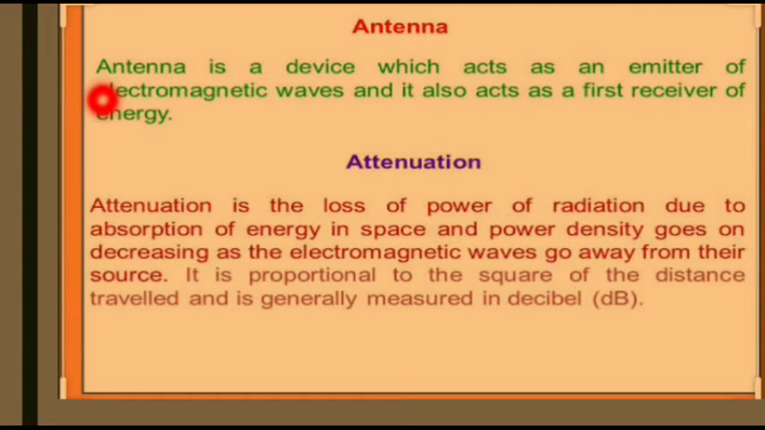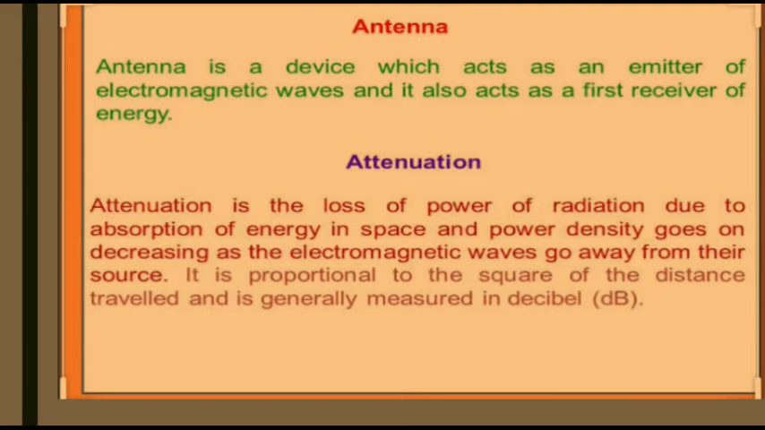See that simple definition: an antenna is a device which acts as an emitter of electromagnetic waves, and it also acts as the first receiver of energy. An important characteristic is attenuation. Attenuation is the loss of power of radiation due to the absorption of energy in space, and the power density goes on decreasing as the electromagnetic waves go away from their source. It is proportional to the square of the distance traveled, and it is generally measured in decibels.